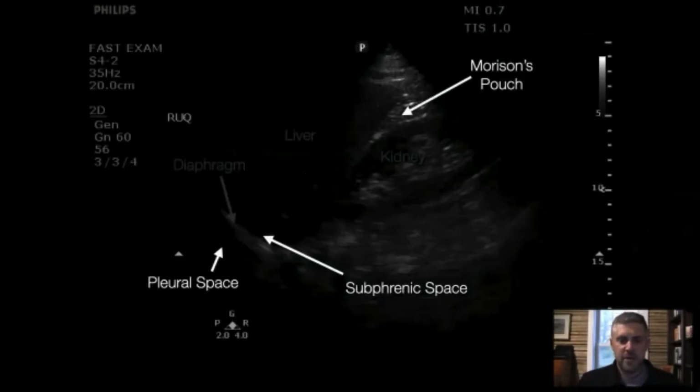So with that being said, there are 4 basic windows. We're just going to remind ourselves really quickly what those 4 windows are. Here's the right upper quadrant, right? And so you can see the liver, kind of the main landmark of the right upper quadrant, and the kidney, right? And so I like to talk about landmarks when I talk about teaching ultrasound.